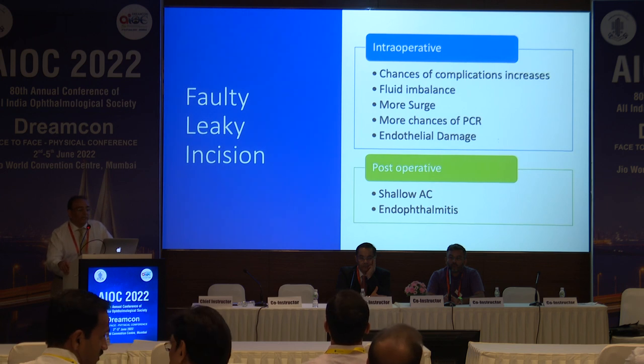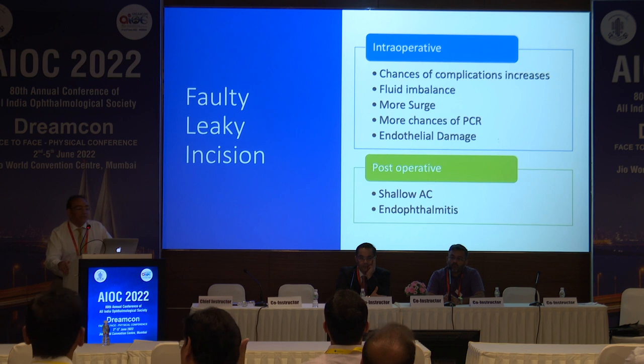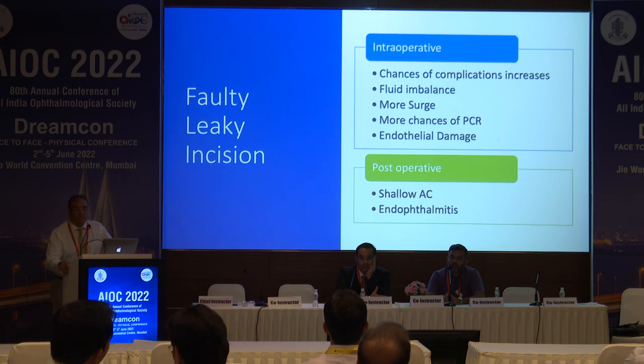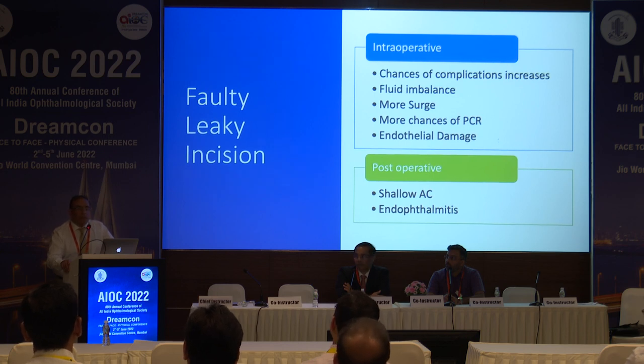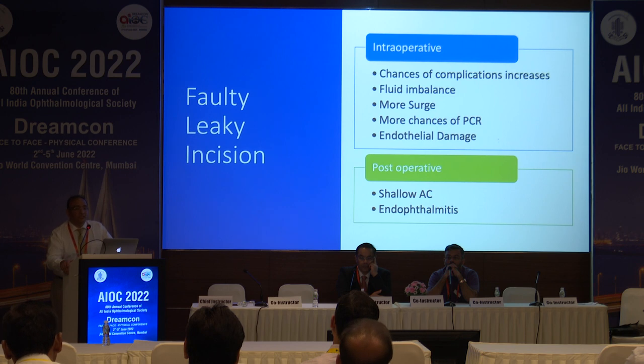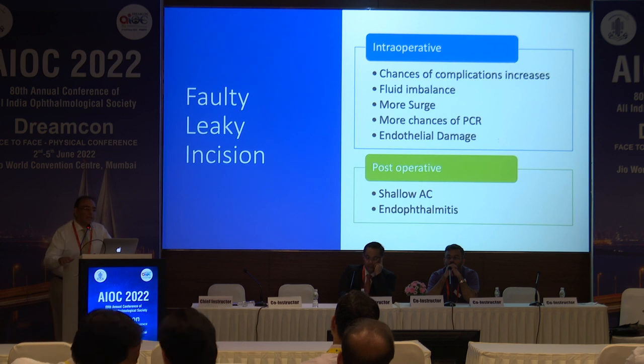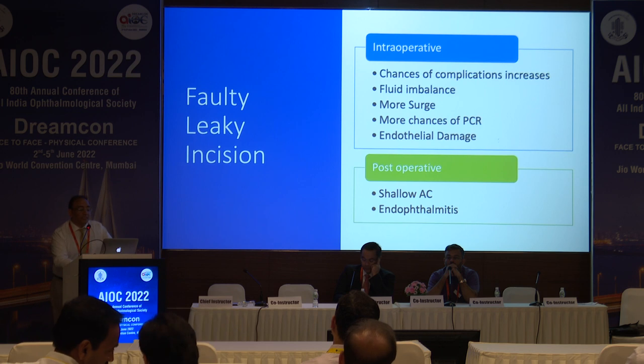So faulty leaky incisions, if present intraoperatively, increase the chances of complications. There's a fluid imbalance. A certain amount of fluid is coming in, but more fluid is going out of the anterior chamber. So there's basically a fluid imbalance, and this can lead to surge. Once the surge occurs, there are more chances of posterior capsular rupture and endothelial damage. Not only that, postoperatively, if your incision has not sealed properly, you can land up with a shallow AC or even endophthalmitis. If the fluid can come out of the anterior chamber, it can go back into the anterior chamber if the incision is not properly sealed.